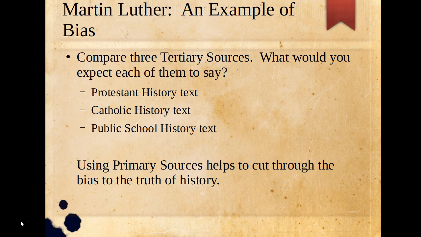The corrective for all of that is to read what he wrote, to read what contemporaries wrote about him, to read the letters, to read the debates, because all of that will give us a much clearer picture of who Martin Luther was, instead of a glorified Luther in a Protestant history text, a vilified Luther in a Catholic history text, or a secularized Luther in a public school history text. You see the issue? Using primary sources helps to cut through the bias to the truth of history. So that's where we want to get, right?